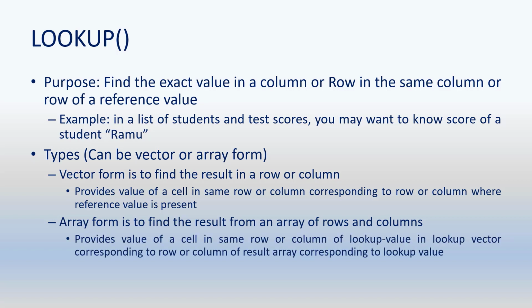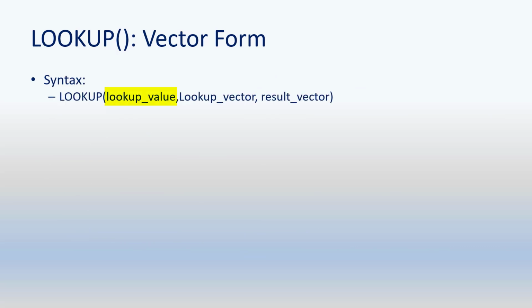This function in array form provides value of a cell in the same row or column of lookup value in lookup vector corresponding to row or column of result array corresponding to lookup value. We will discuss more about vector form. The syntax of vector form is as follows. The first argument is the lookup value. This lookup value can be a value like 4, 5 or a text like Ramu or a cell number whose value has to be referred.